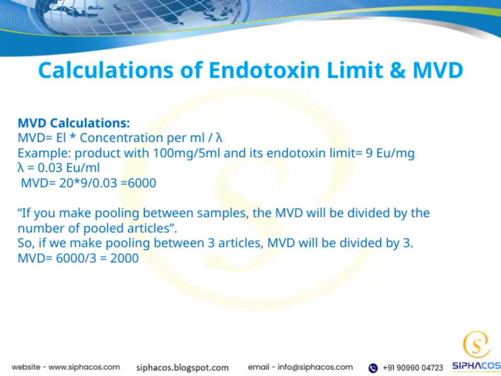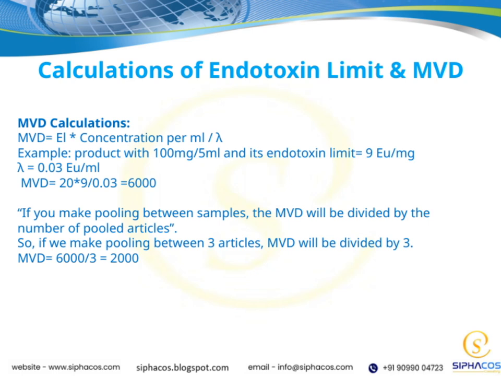All right, let's look at how we calculate the MVD, or maximum valid dilution. The formula is MVD equals EL times the concentration per milliliter divided by lambda. Now, EL is the endotoxin limit per milligram, and lambda is the endotoxin limit per milliliter for the product. For example, if we have a product with 100 milligrams in 5 milliliters, and its endotoxin limit is 9 EU per milligram, we can plug those numbers into the formula.